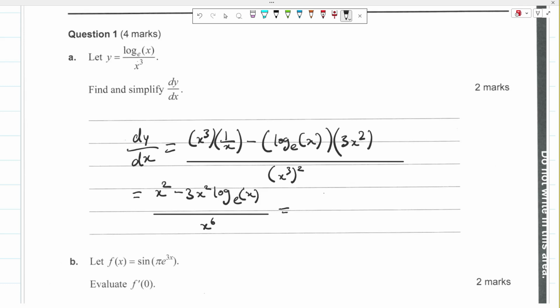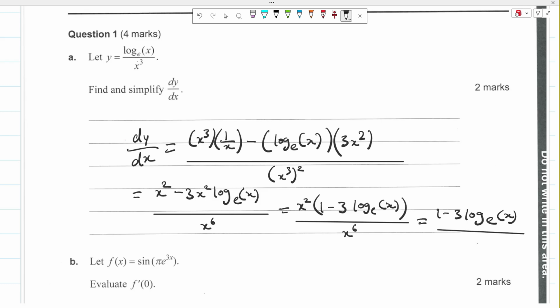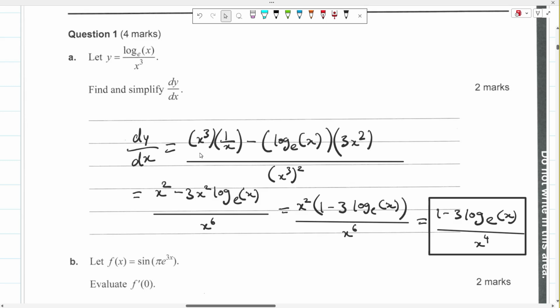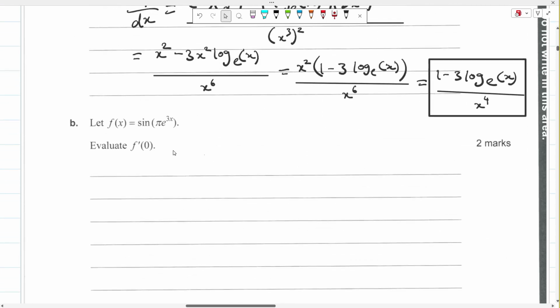We can simplify this a little bit more by taking out x squared as a common factor. And so we get left with this. One minus 3 times log base e of x, all divided by x to the 4. We're going to put a square around that just to show that is our final answer. Okay, 1a done. Let's move on to 1b.